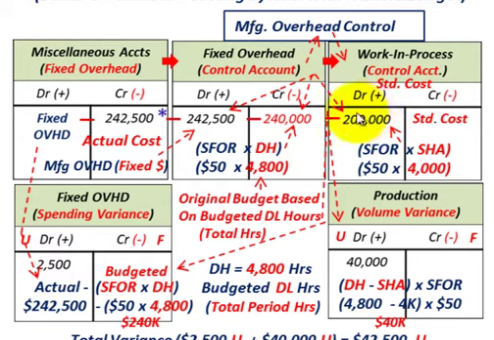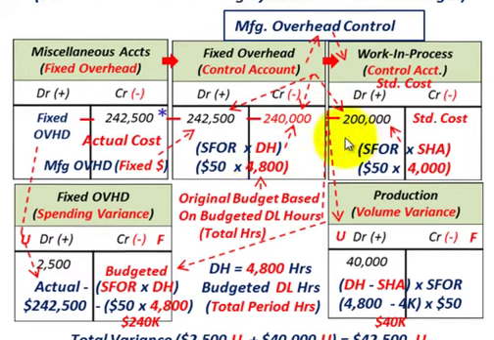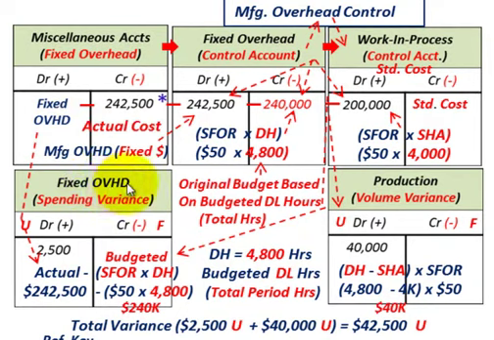Now we're going to compare that to our actual costs of $242,500, and we can also compare it to the $240,000 based on our denominator hours for the period to determine our volume variance. So first off, let's look at our fixed overhead spending variance.